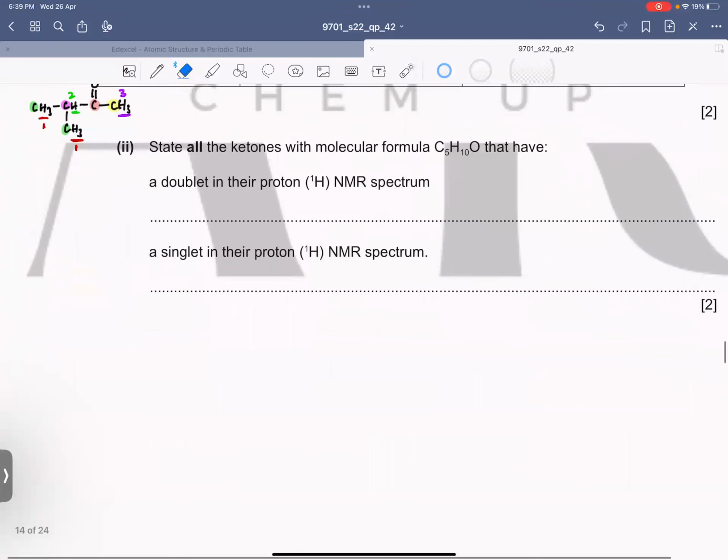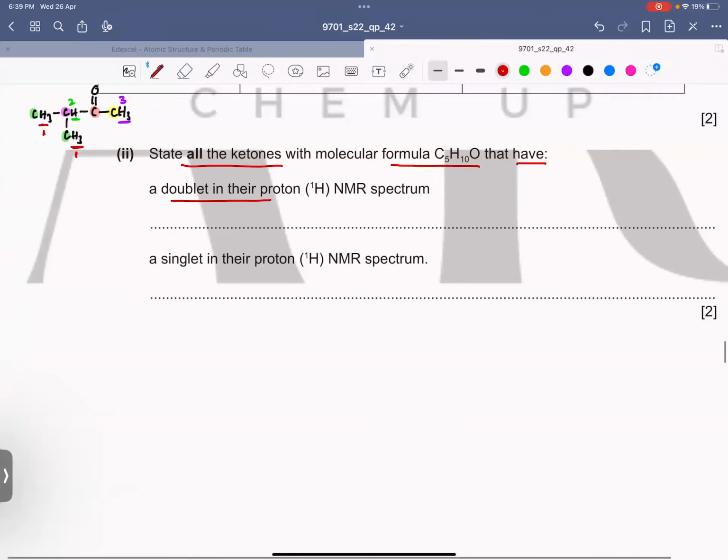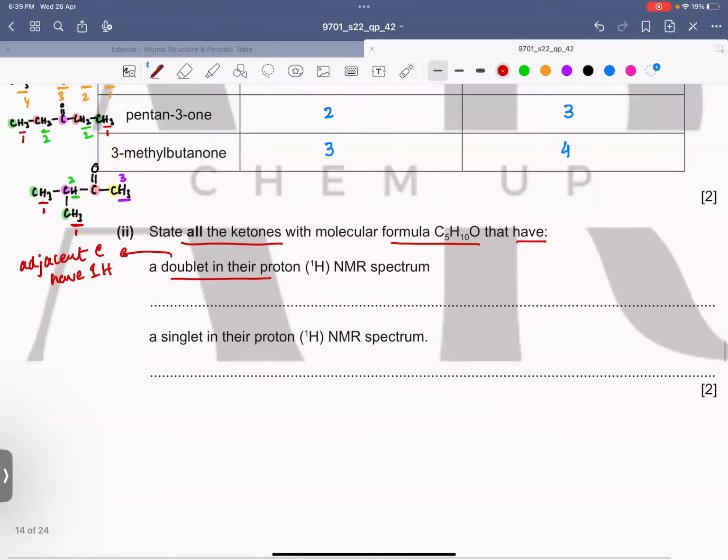Okay. Now, state all ketones with the molecular formula C5H10O that have a doublet in their NMR. A doublet can arise only when the neighboring or adjacent carbon has one hydrogen, right? Yes. Then we are going to observe a doublet.